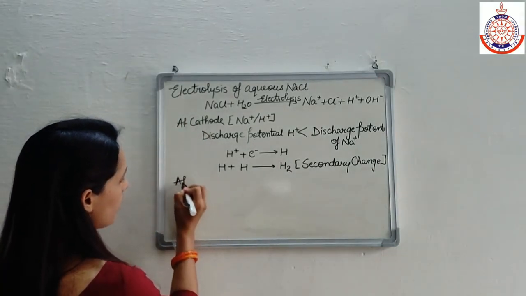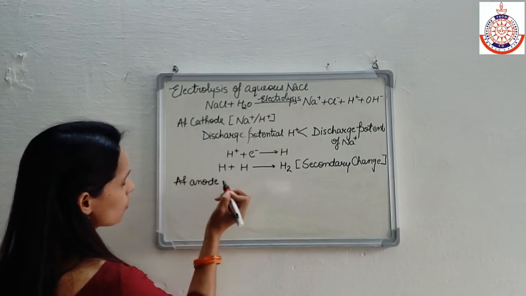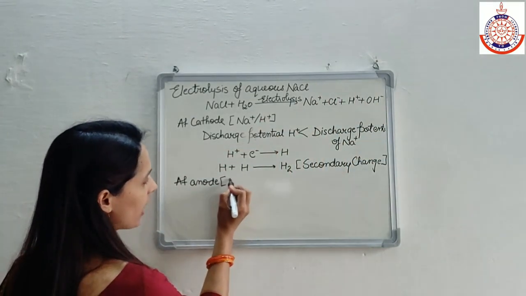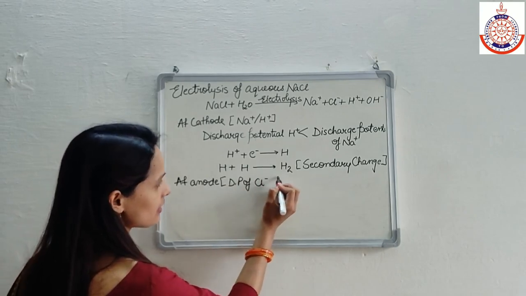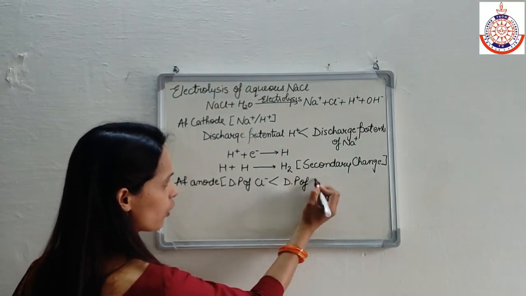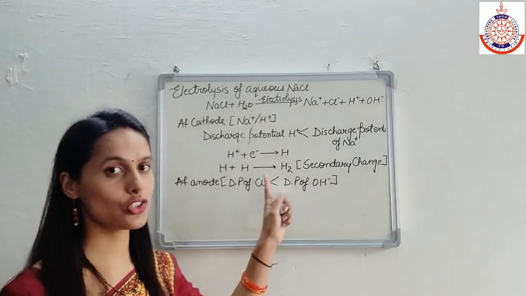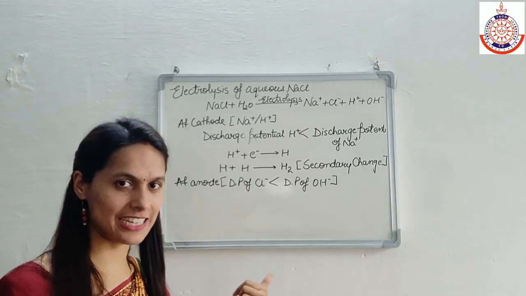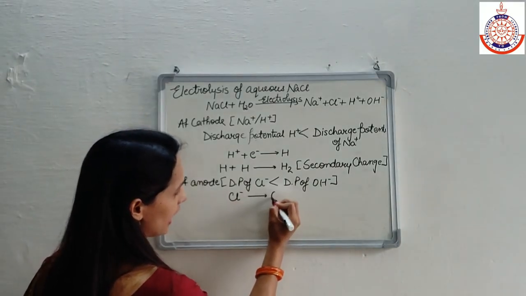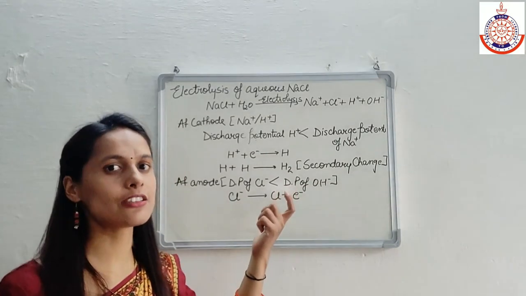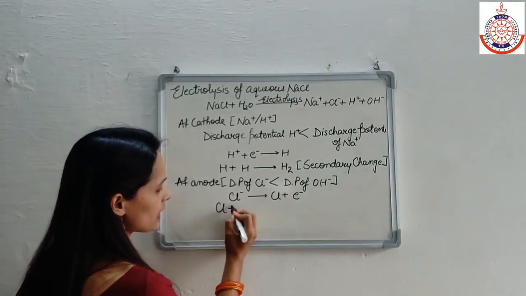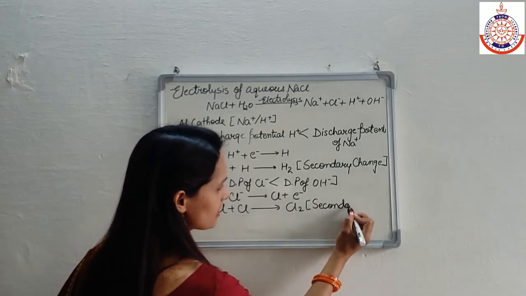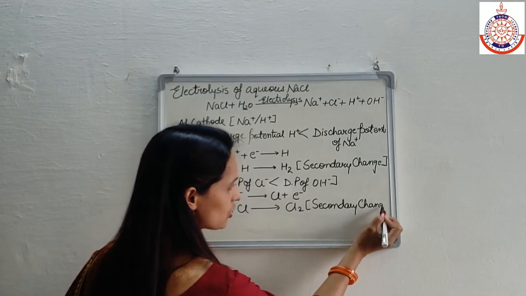Now, if I talk about anode, at anode we get Cl negative and OH negative, and the discharge potential of Cl negative is less than that of OH negative. So, who discharged first? Cl negative. Cl negative removes one electron and gets converted into Cl. But because Cl is not stable in its monatomic form, it gets converted into Cl2, means the product which we get here also is due to the result of the secondary change.